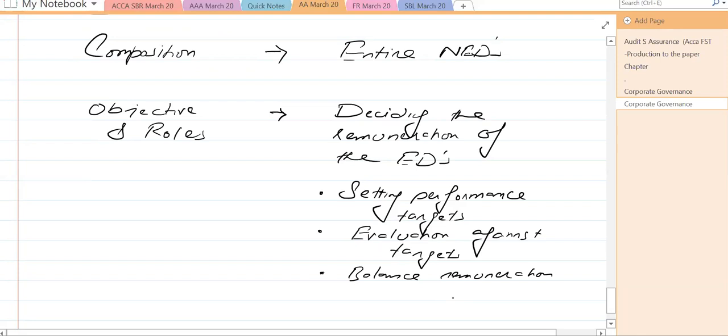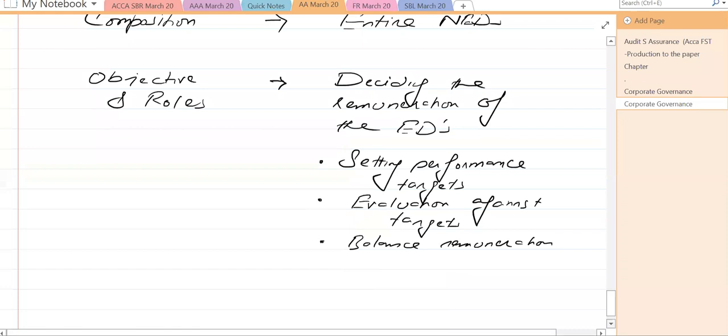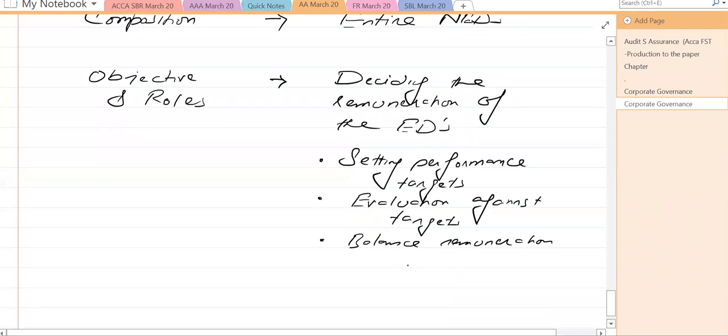Even they should not be offered such remuneration which is exploited by them. So balanced remuneration means it keeps them motivated as well as they are acting in the best interest of the company. They're not getting paid for work they have not done. So they should not be paid for the failures. They should only be paid for the success they have brought to the company. Balanced remuneration according to the board's policy.